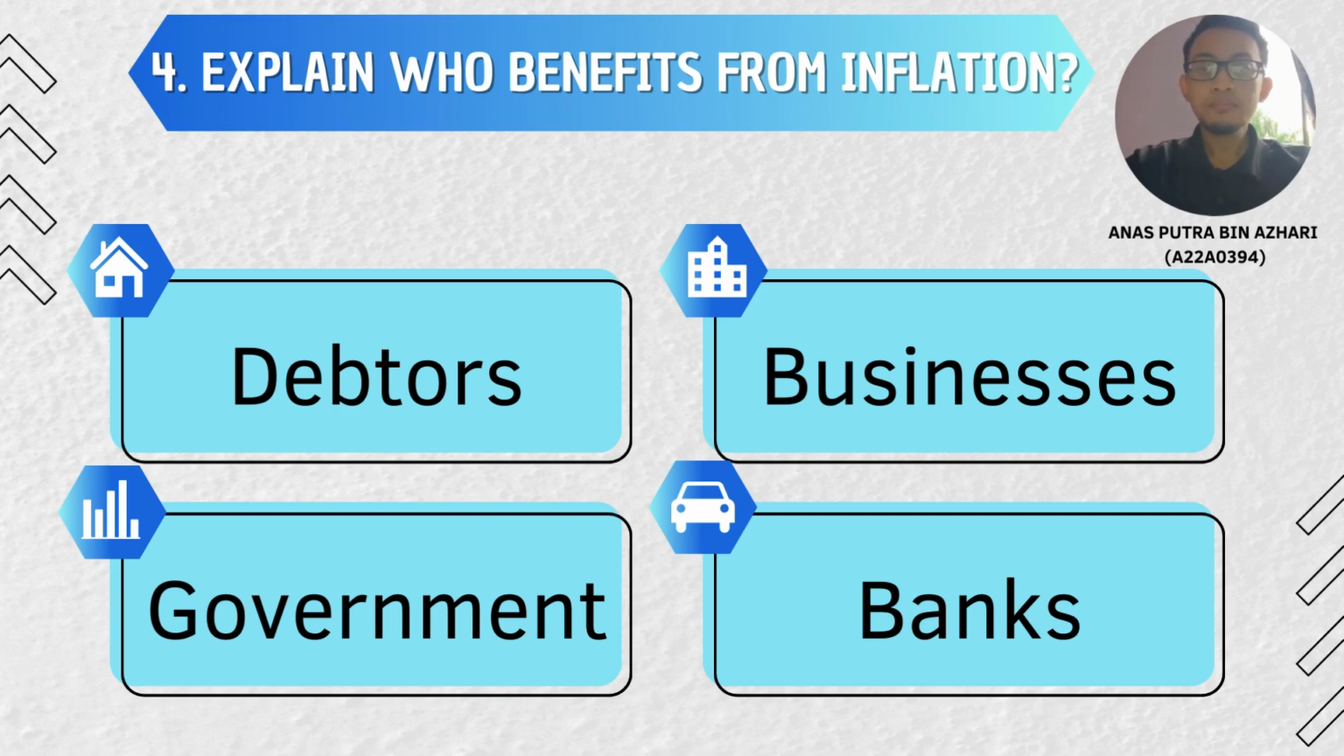Third, government. Controlling inflation can promote exports by decreasing the price of goods, making goods more competitive in the international market, increasing export income, and promoting economic growth. Lastly, banks. Rising inflation causes the central bank to increase interest rates to control inflation. High interest rates allow banks to earn more profit, increasing interest income and promoting economic growth.